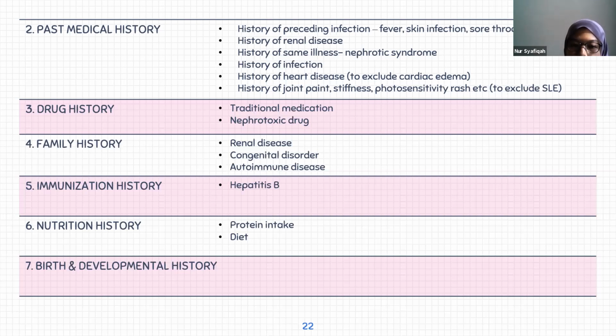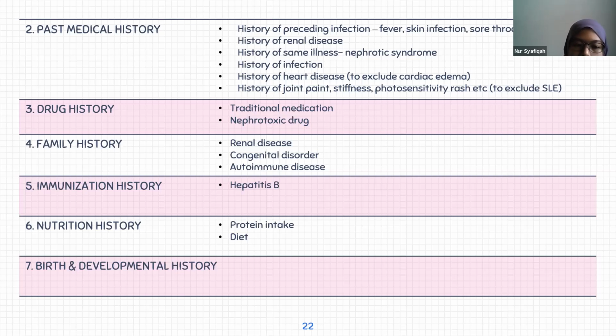And also we need to ask about history of heart disease. This is to exclude cardiac edema. And the last one, we ask about history of joint pain, stiffness, photosensitivity rash, and so on to exclude SLE. Next, we ask about drug history, which is traditional medication or nephrotoxic drug. For example, the drugs that can cause secondary nephrotic syndrome, for example, captopril and also NSAIDs.